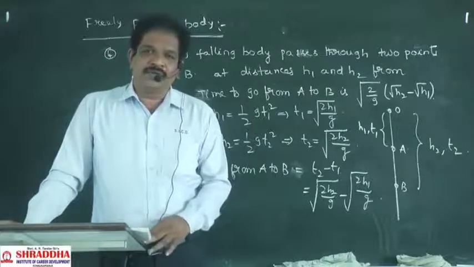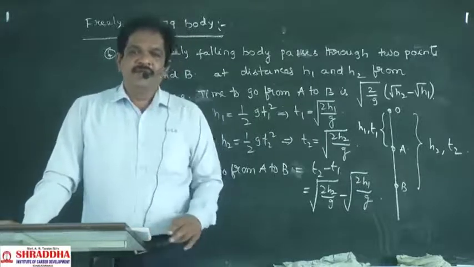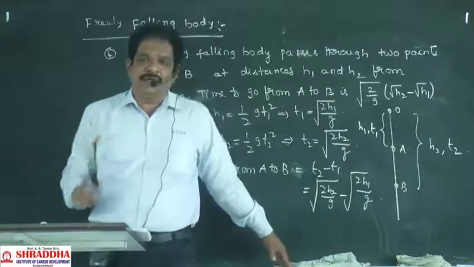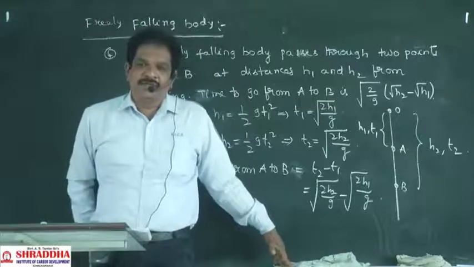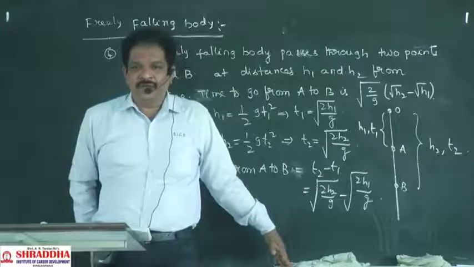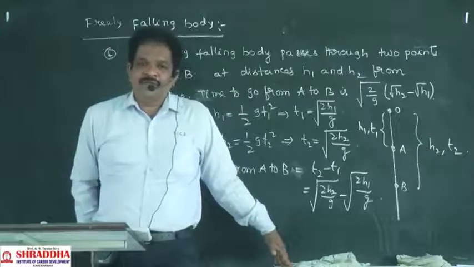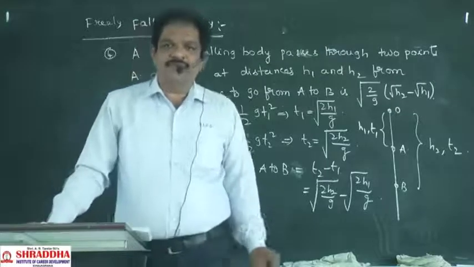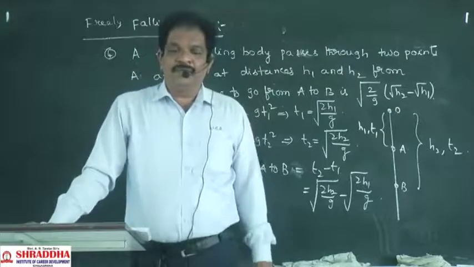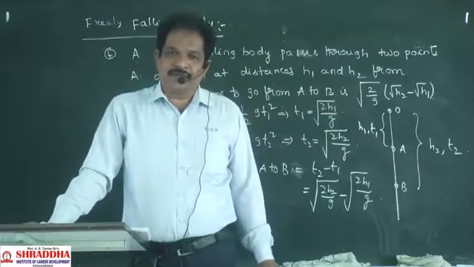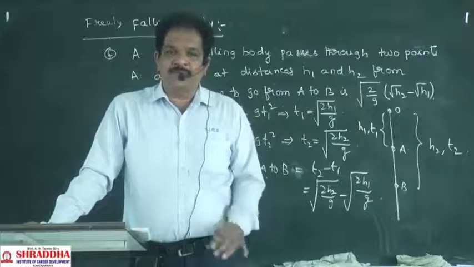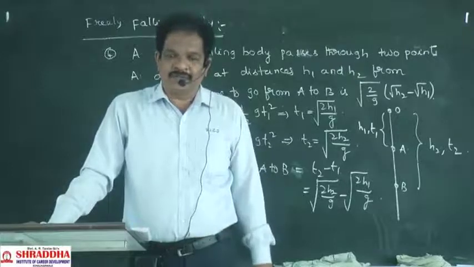Up to now, what we discussed. A freely falling body means a body dropped in the air. That will be called the freely falling body. For a freely falling body, u value will be equal to 0, and a value will be equal to g. Next, how the problems will be on the freely falling body, we are discussing here.